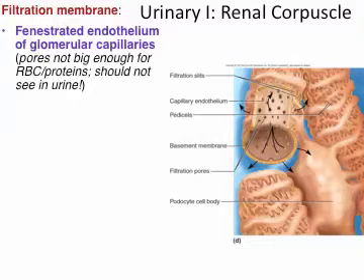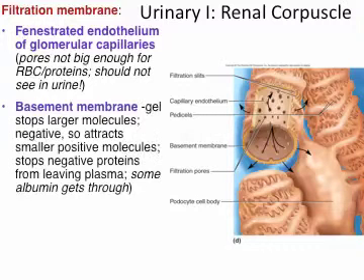Even though the endothelium of the glomerular capillaries is very leaky, the pores still are not big enough for red blood cells or big proteins to go through. So if you analyze a urine sample, you shouldn't see red blood cells and proteins in that urine sample.